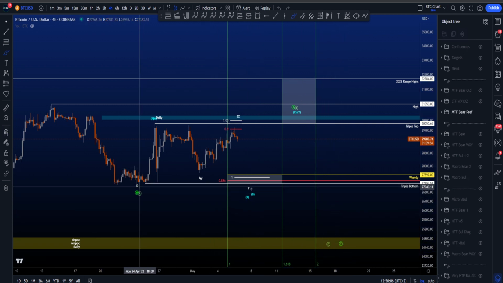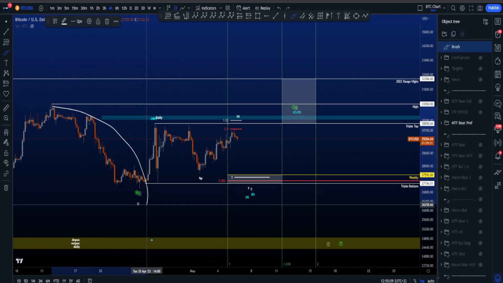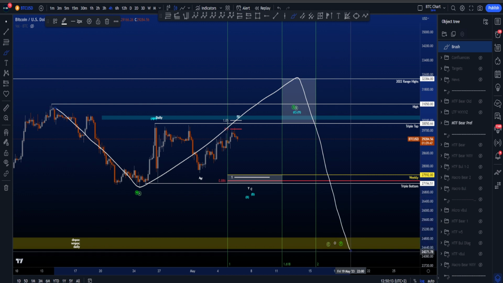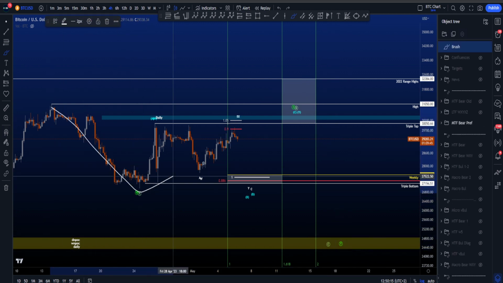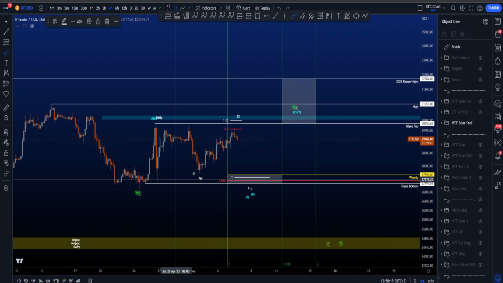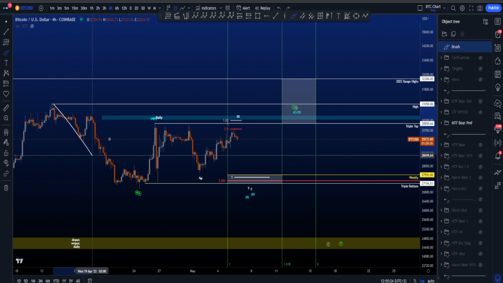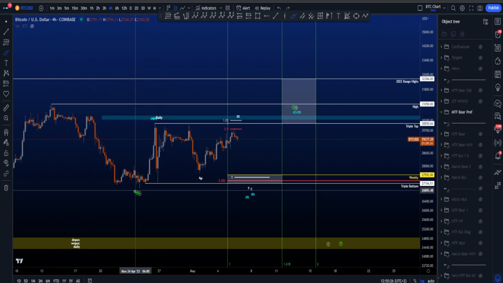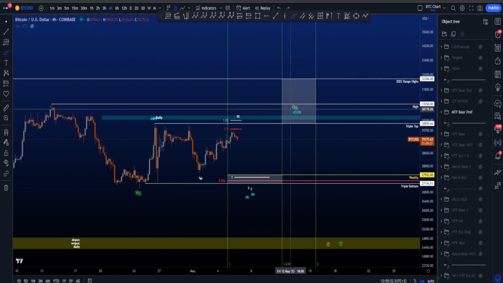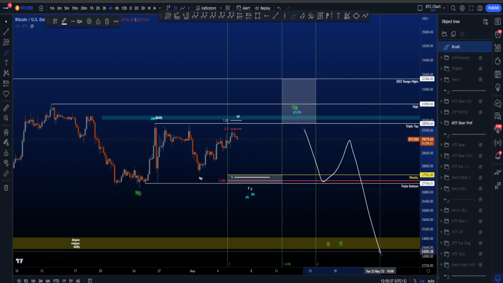But we also have a WXY. If this is a 3-wave structure, it doesn't necessarily have to be an ABC expanding flat. It can also be a WXY, which is a more ranging horizontal structure instead of going all the way up to 32.4k. So then we have a 3-wave move in a wave W, followed by a 3-wave structure in a wave X, which yes, it could take the high of 31k, and then eventually move down in a wave Y, where this wave Y is a 3-wave structure.